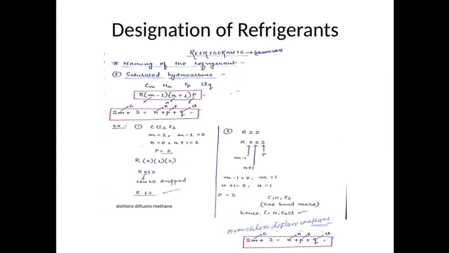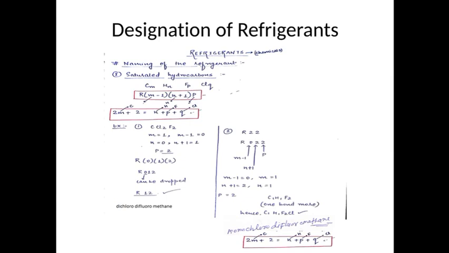In this, the chemical formula is given like C_m H_n F_p Cl_q. If the chemical formula is given, how can we designate it in terms of R11, R12, R134? What is the first process? First write down equation 1: R (m minus 1)(n plus 1)p. This equation is correlated with the chemical formula.